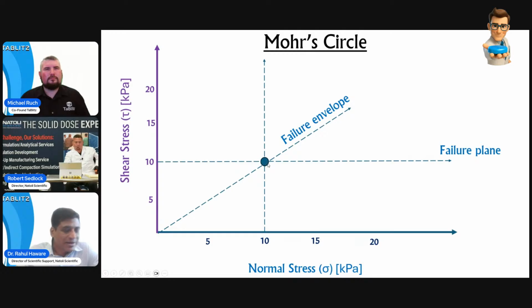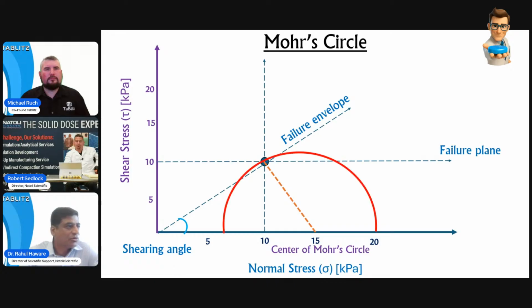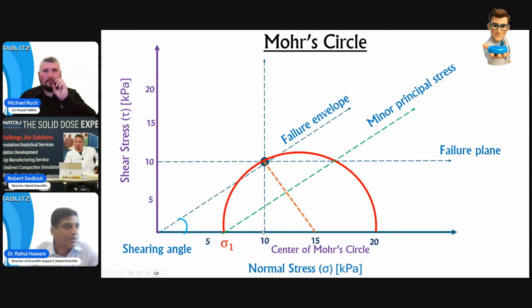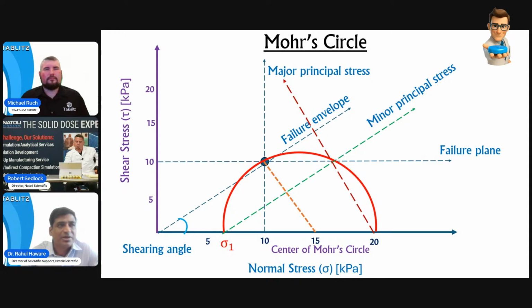And now from this intercept, I want to draw a 90-degree angle here. By the way, this is the shearing angle, and this is the 90-degree angle. That whole length is the radius for my Mohr circle, and that is the center of the Mohr circle, and then I can draw the Mohr circle. So the first point is the minor principal stress, sigma 2, and the second one is the major principal stress, sigma 1. And we will keep visiting that one.